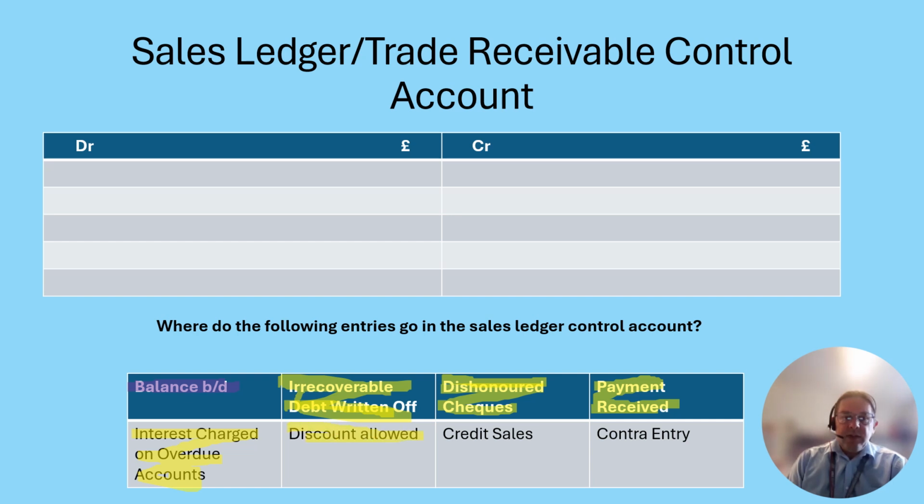Discounts allowed, so just remind ourselves, discounts allowed is any discounts that we allow our customers to take from their payment if they pay within a certain amount of time. So obviously encouraging quick payment to improve liquidity. That has to go on the credit because it's reducing the amount they owe.